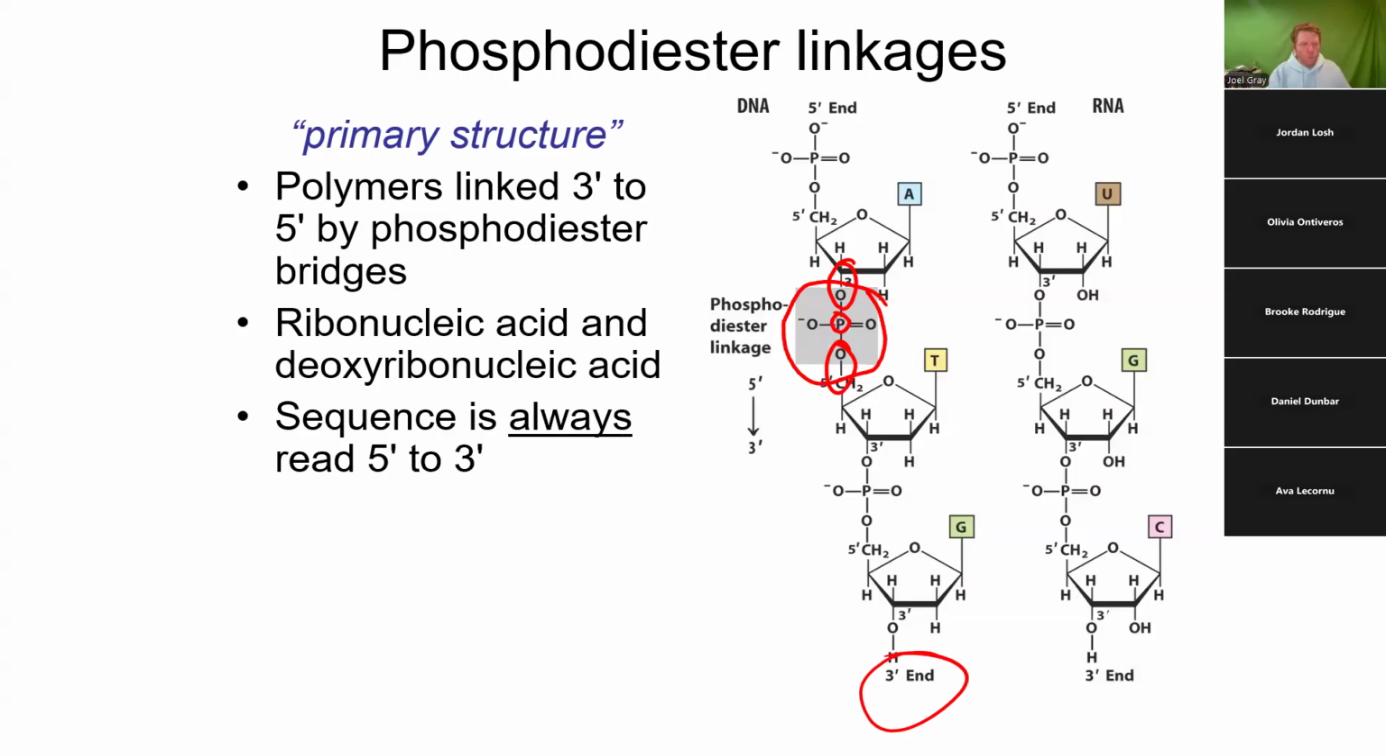The sequence is always read. The convention is to always read it in 5' to 3'. So this DNA molecule right here, we would read the sequence as ATG. This RNA molecule, UGC.